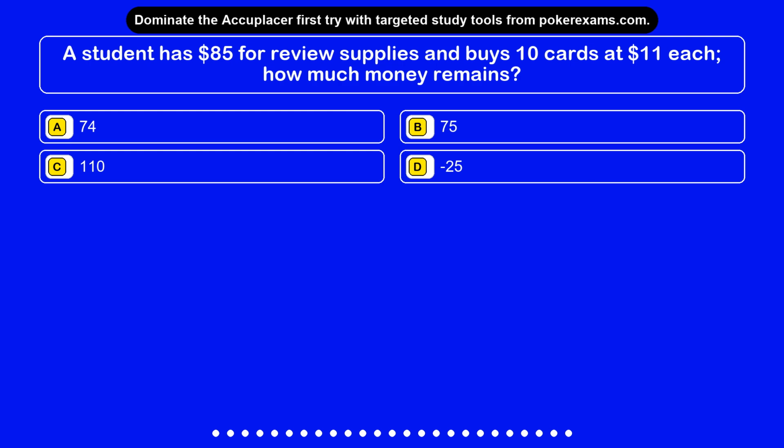Question 8. A student has $85 for review supplies and buys 10 cards at $11 each. How much money remains? Option A, 74. Option B, 75. Option C, 110. Option D, negative 25.